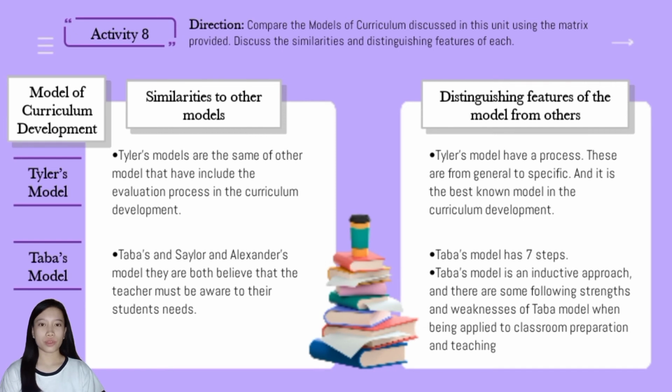Distinguishing features of the model from others. Tyler's model has a process that goes from general to specific, and it is the best known model in curriculum development. Taba's model: similarities to other models. Taba's and Saylor and Alexander's models both believe that the teacher must be aware of their students' needs.